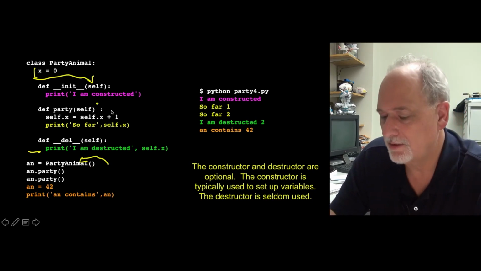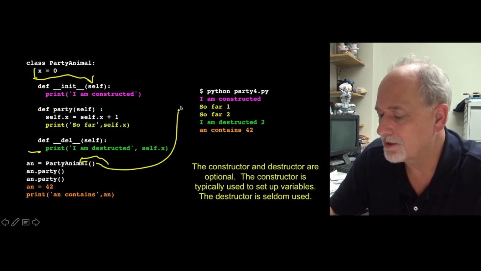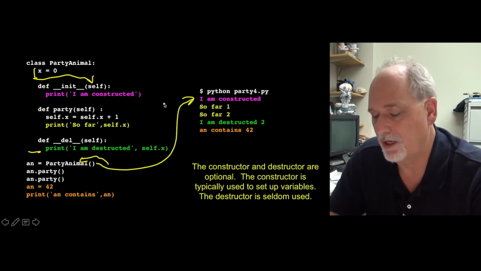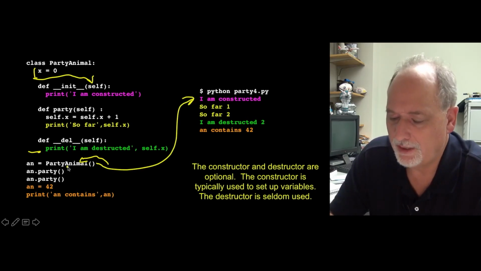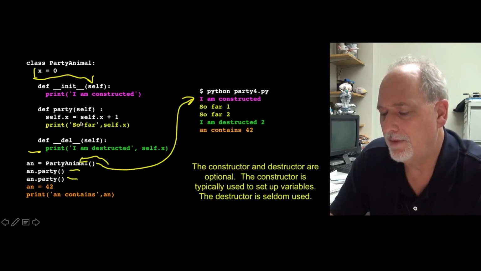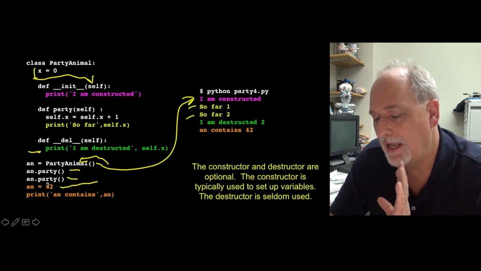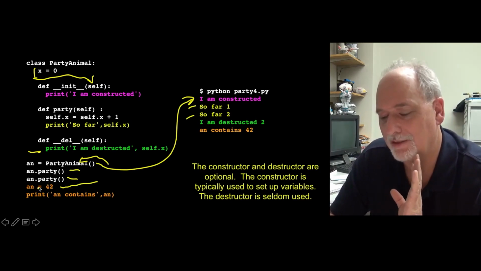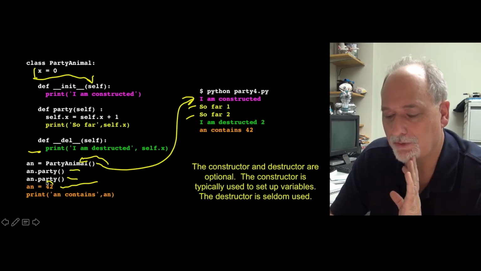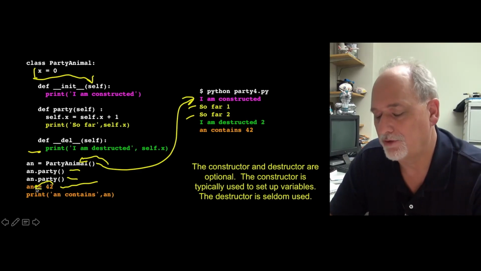And so in this case, this line right here is causing the "I am constructed" message to come out. Then we do and party, and that says, 1 and 2. And here's an interesting thing. We're actually going to destroy this variable by throwing away an no longer points at that object. An is going to point to 42. So we're going to overwrite an and put 42 in it.